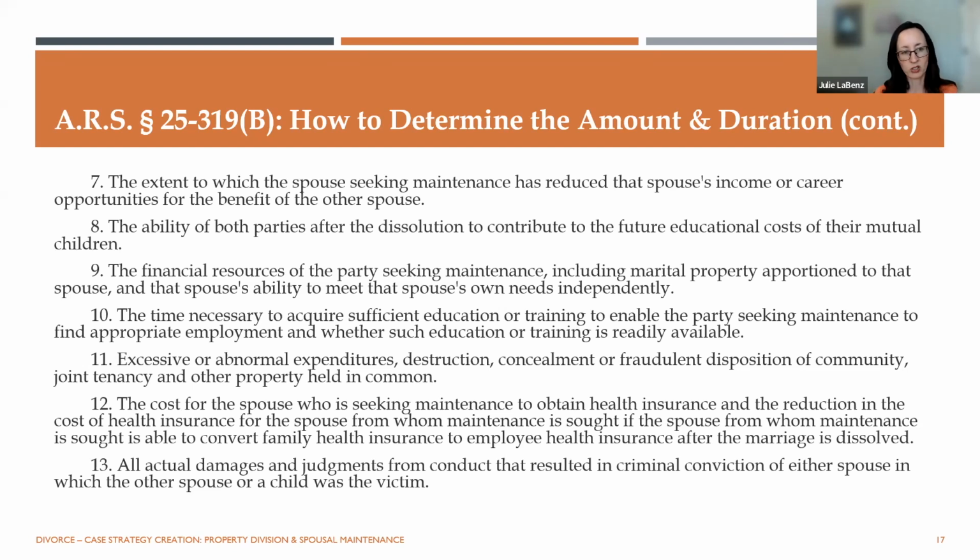And when we look at this page, number 8, if you don't have mutual children that are going to have future educational costs, then that doesn't apply. If you weren't under the same health insurance, or there's really no changes to your health insurance coverage because each of you get coverage through your separate employers, that one's not going to apply. Number 13. So look through here and then narrow it down to the ones that apply, and then start answering, giving facts about your case, and see how you would answer each one and start building evidence around those.